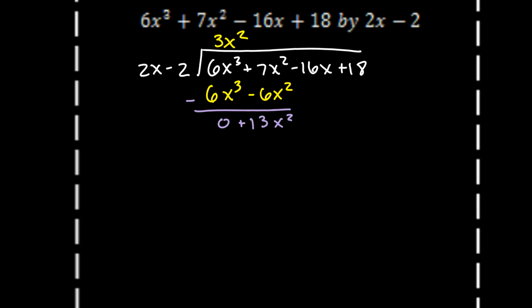Now what? Good. Bring down the next term. And we repeat that whole process again. So we do 13x squared divided by 2x.